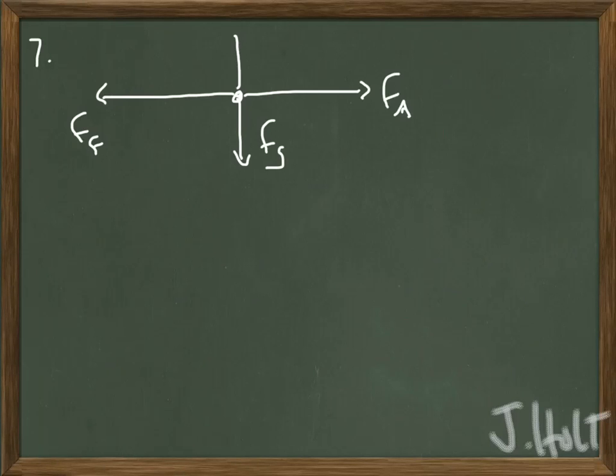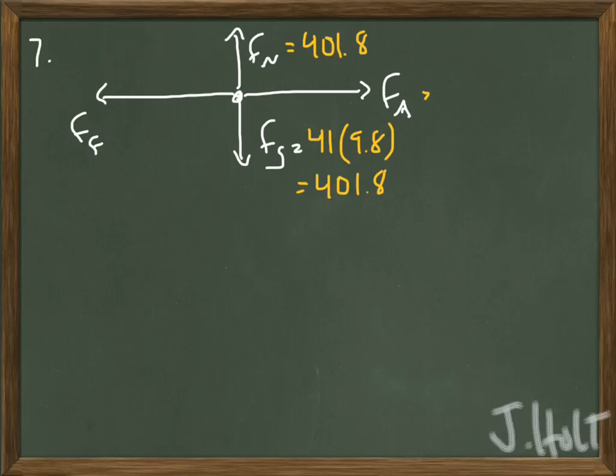Number 7, we're pushing a bookcase across the room. We're given the weight of the bookcase. We're given the mass, so we can figure out the weight by multiplying by the acceleration of gravity. That's also going to be the same as the normal force. The applied force is also given in this problem.